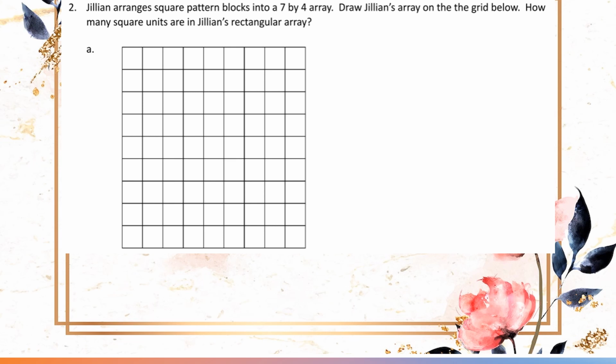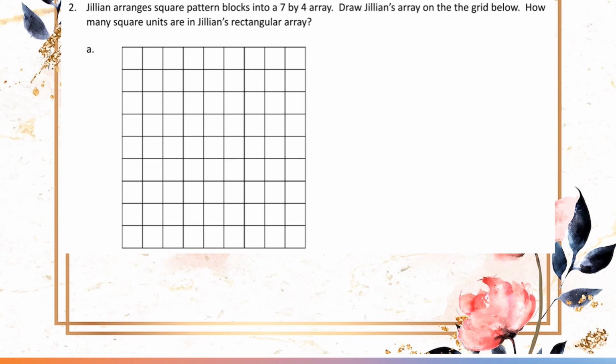Now let's look at number 2. Number 2 says, Jillian arranges square pattern blocks into a 7 by 4 array. So when we're talking about area, they're going to say a number by another number. That's another way of saying 7 times 4. 7 by 4 is another way of saying 7 times 4. The length is 7, the width is 4. Okay? Then it says, draw Jillian's array on the grid below. How many square units are in Jillian's rectangular array?